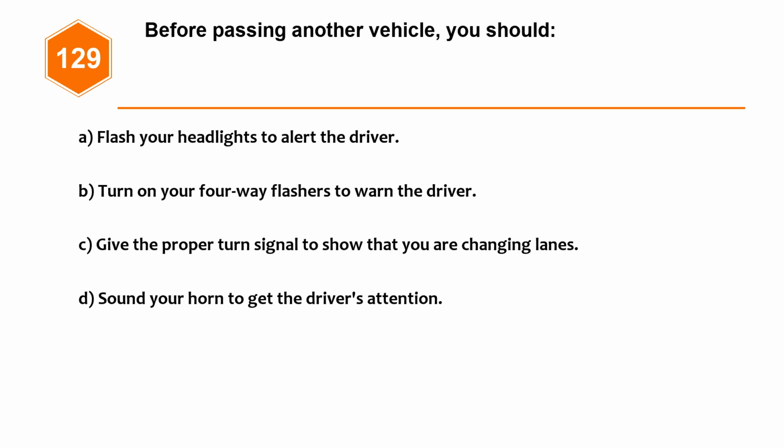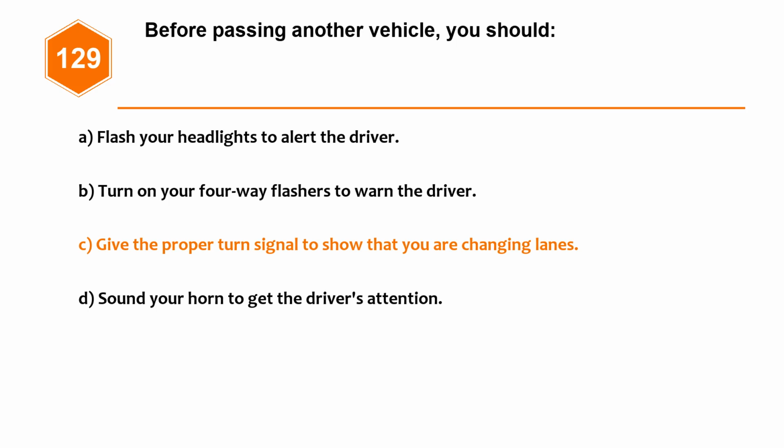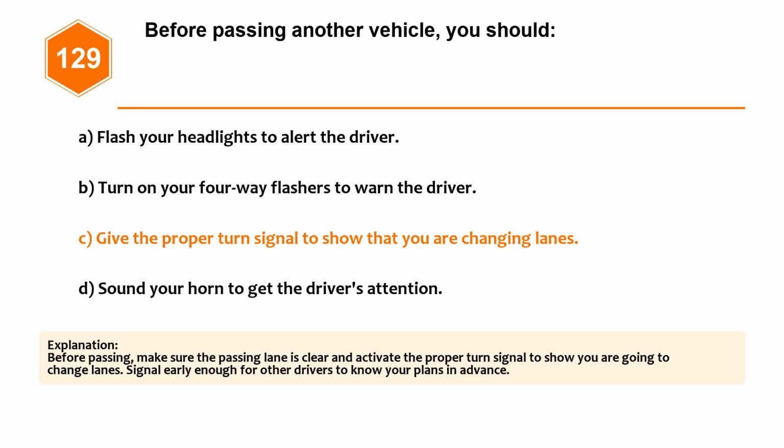Question 129. Before passing another vehicle, you should Option A, flash your headlights to alert the driver. Option B, turn on your four-way flashers to warn the driver. Option C, give the proper turn signal to show that you are changing lanes. Option D, sound your horn to get the driver's attention. The correct answer is option C. Give the proper turn signal to show that you are changing lanes. Explanation. Before passing, make sure the passing lane is clear and activate the proper turn signal to show you are going to change lanes. Signal early enough for other drivers to know your plans in advance.